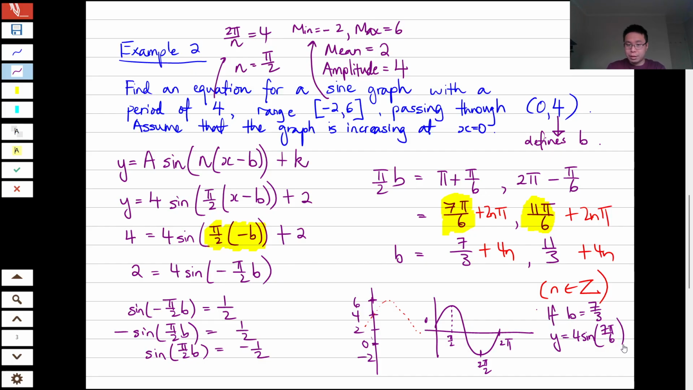However, if I choose b equals 11 on 3, then y equals 4 times sine of 11 pi on 6 plus 2n pi. And where is 11 pi on 6? It's in the fourth quadrant, between 3 pi on 2 and 2 pi. So that tells me it has to be the second solution.